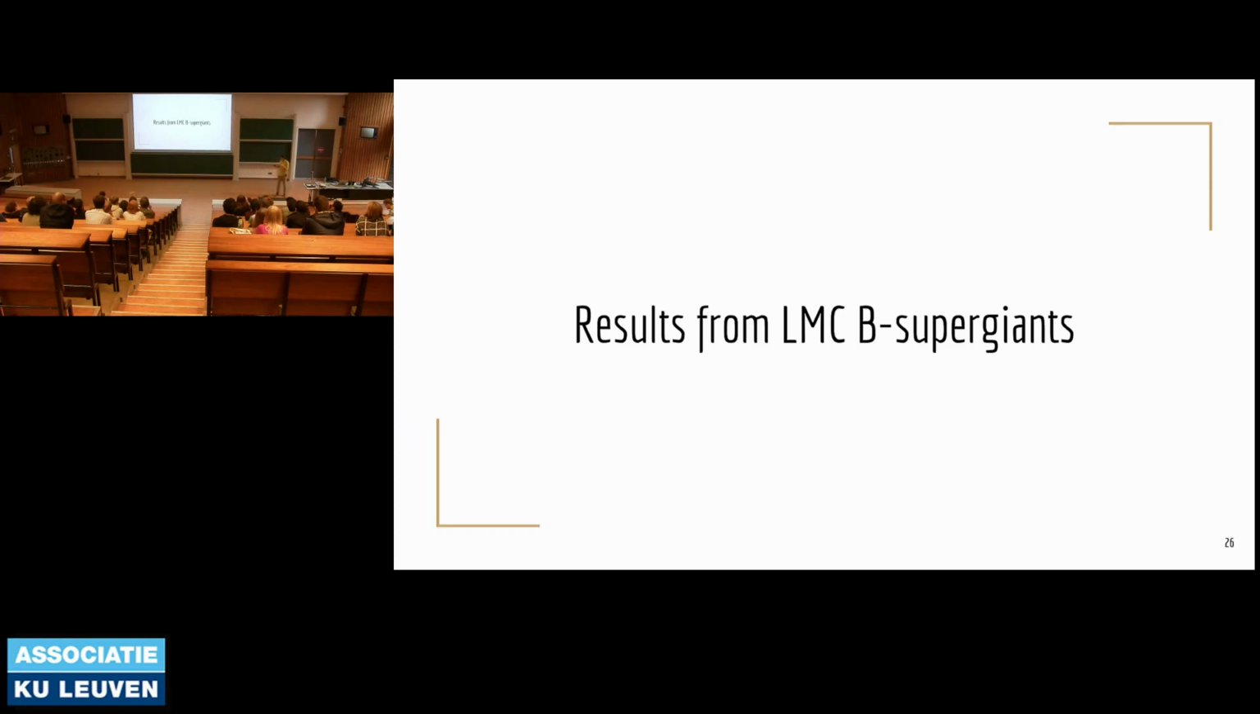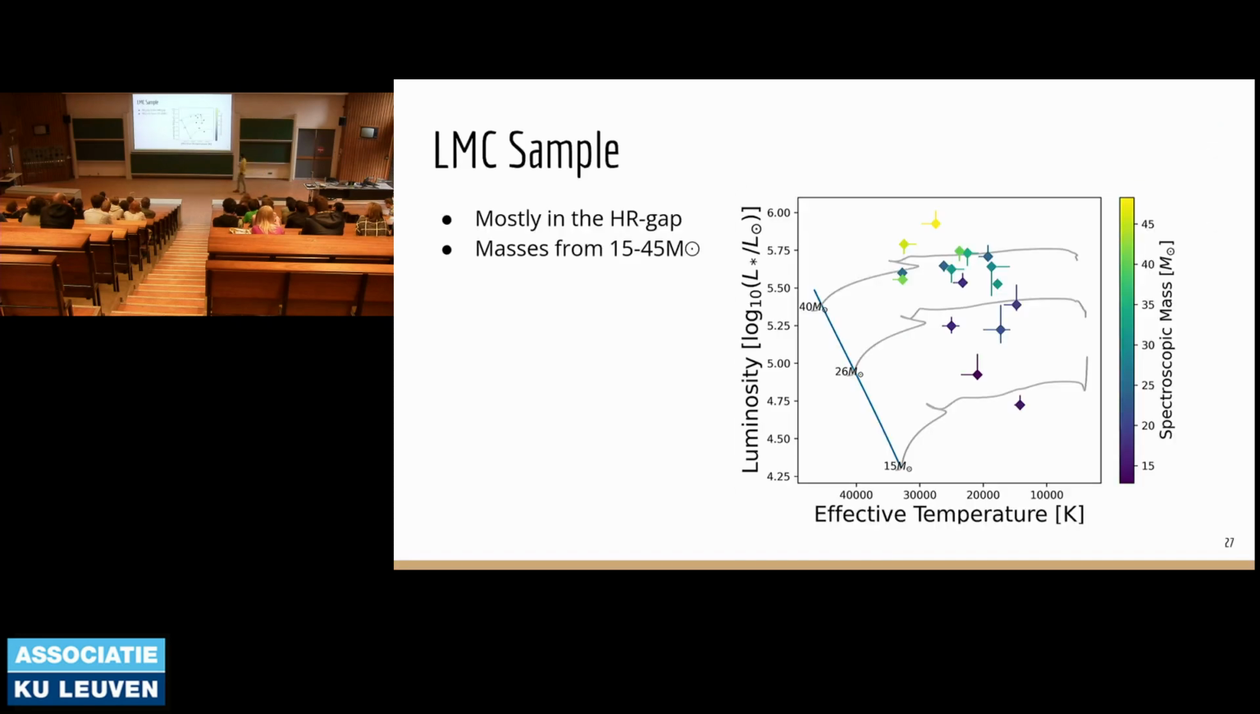For now, let's get to the results. Some of the results I got out of the actual GA fitting for the sample. So here's the sample. These are all the B-supergiants I fitted from the XShootU collaboration, and I just plotted them on the HR diagram. And the color I used shows you the spectroscopic mass I get out. This is without errors because it's difficult to show errors in a color bar. But it gives you an idea what the masses are that we get out.